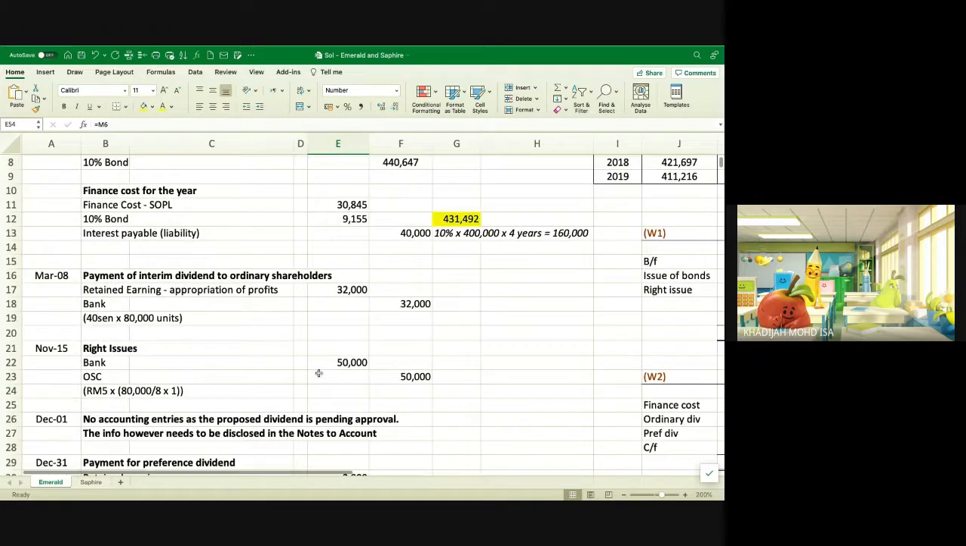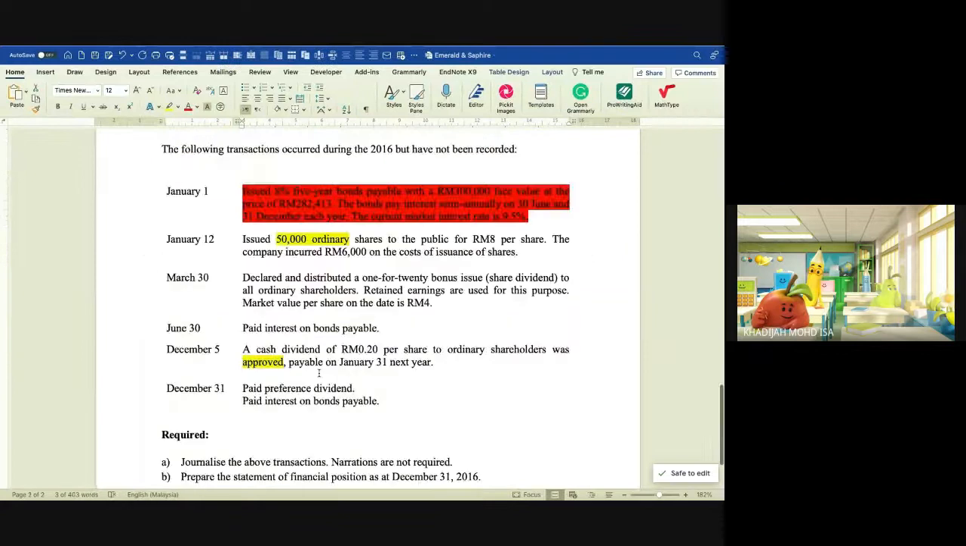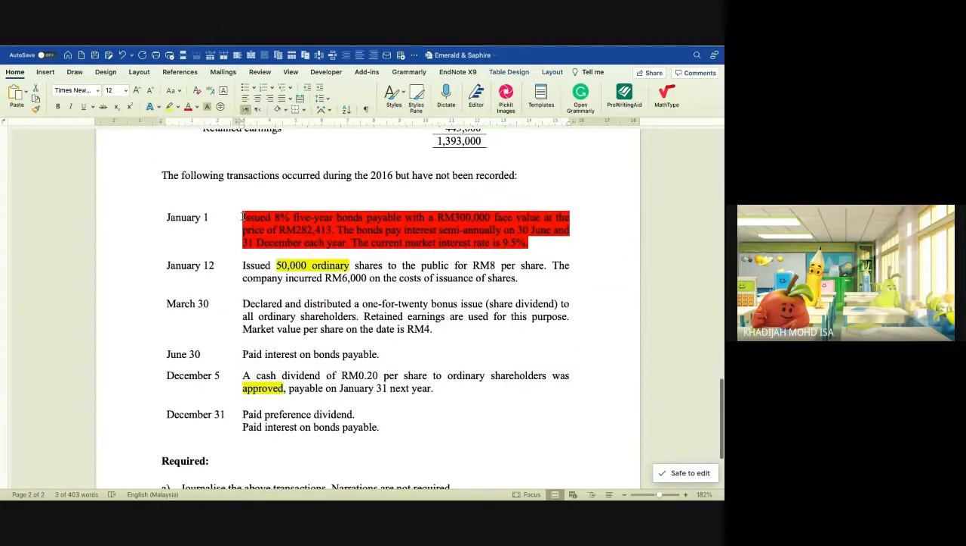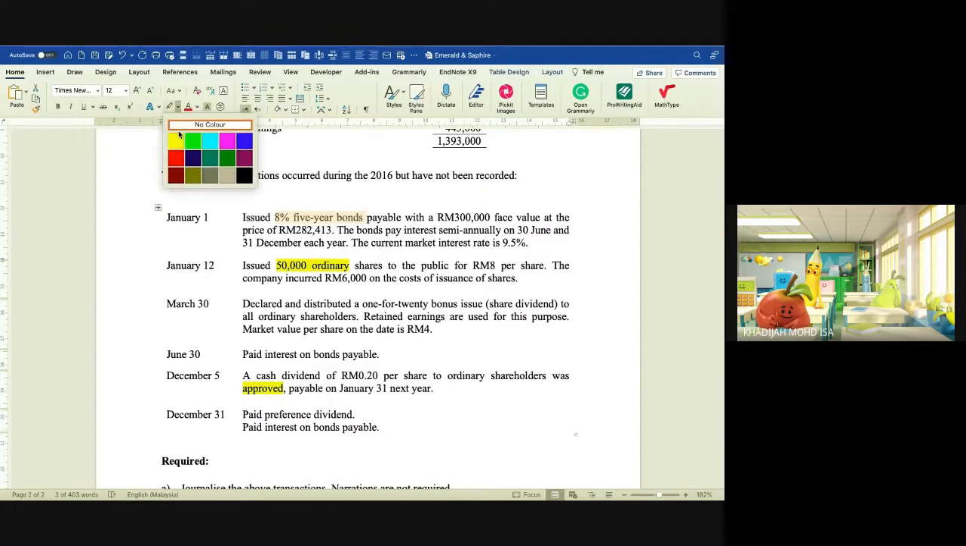Okay, so if you look at the second question, it's the same. So you see here, let's delete this, we do not want that. So you have an 8% 5-year bond. The face value is 300,000, and what you receive is 282,413. So you're going to debit your cash the amount of 282,413, and the market rate is 9.5%.